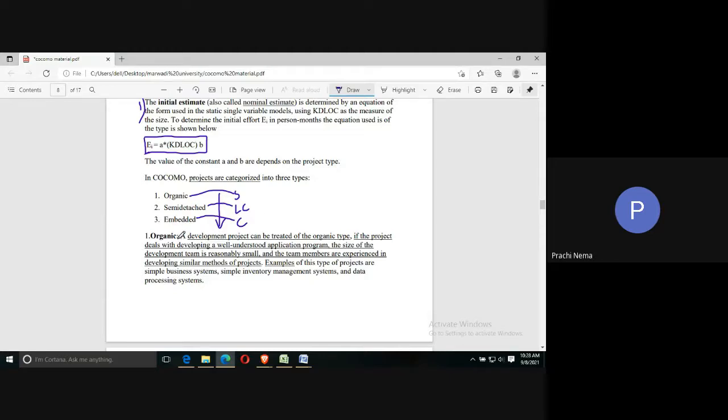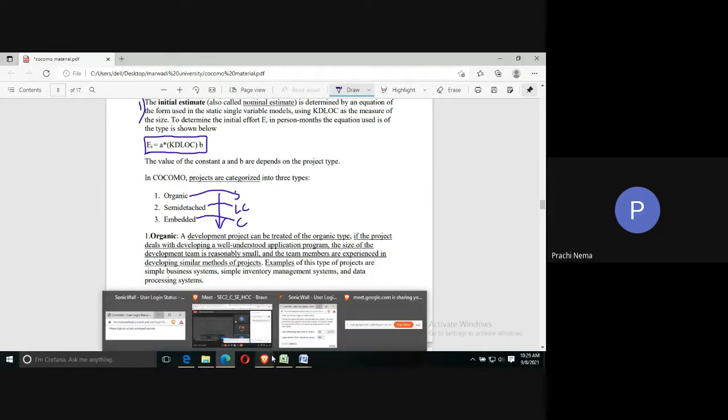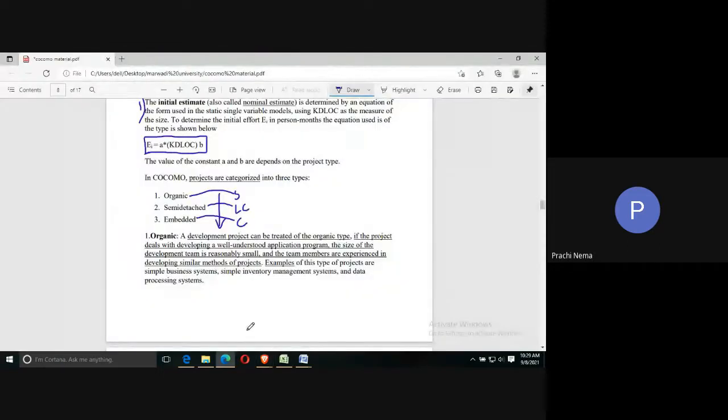If you talk about organic, in an organic project, the team size will be small and the team members will be experts. So there are going to be no problems.